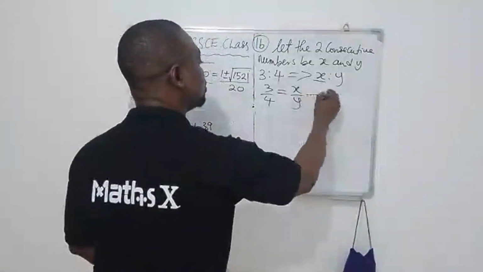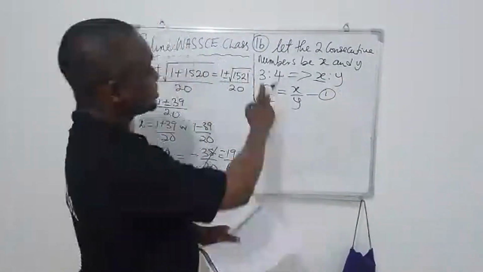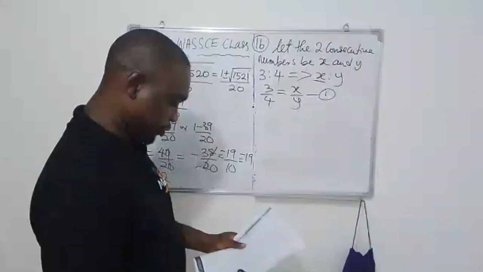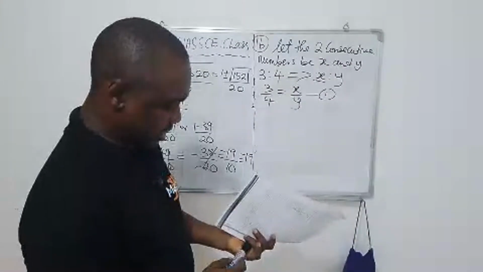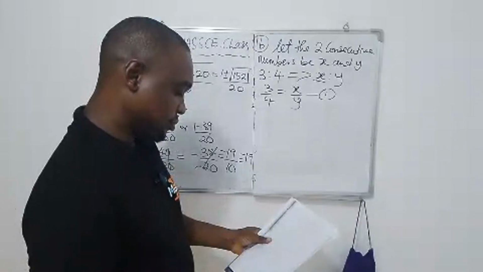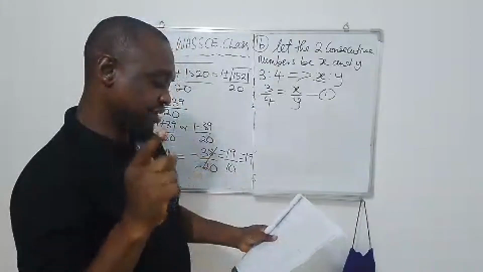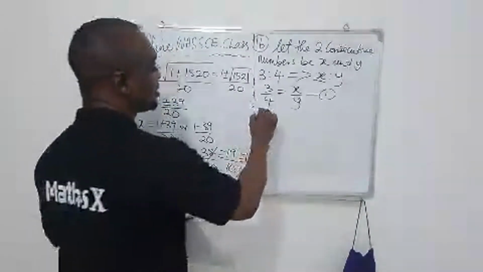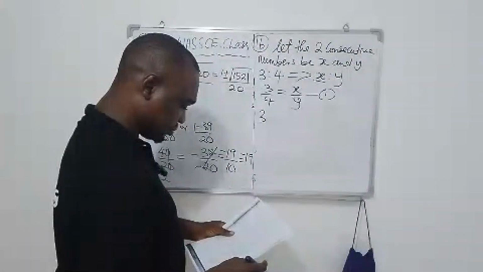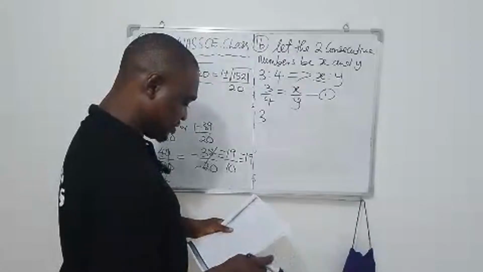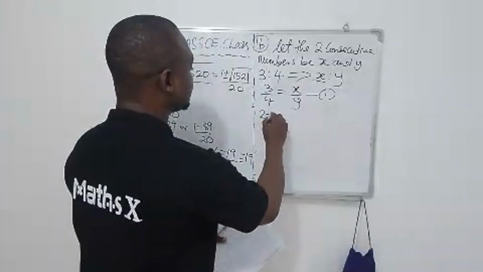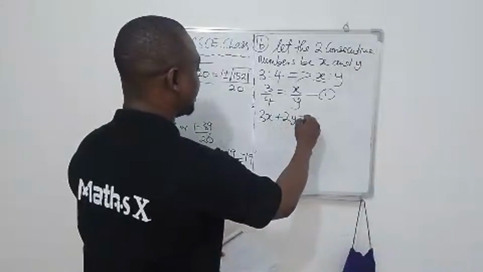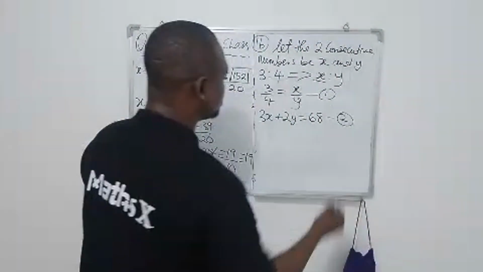And you can call this your equation 1. This is typically a word problem. I know those are one of the topics I mentioned for you. So now, the sentence is saying here that the sum of thrice the first number and twice the second number is 68. So thrice the first number is 3x plus twice the second number is 2y is 68, equation 2.